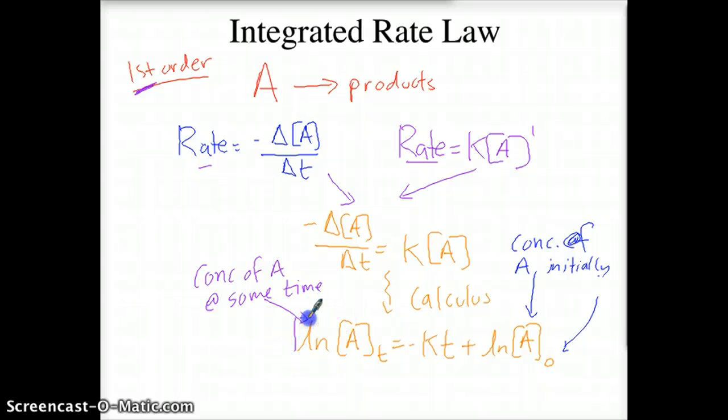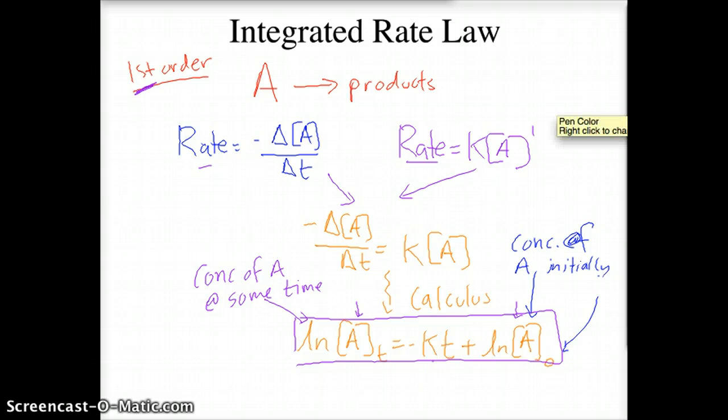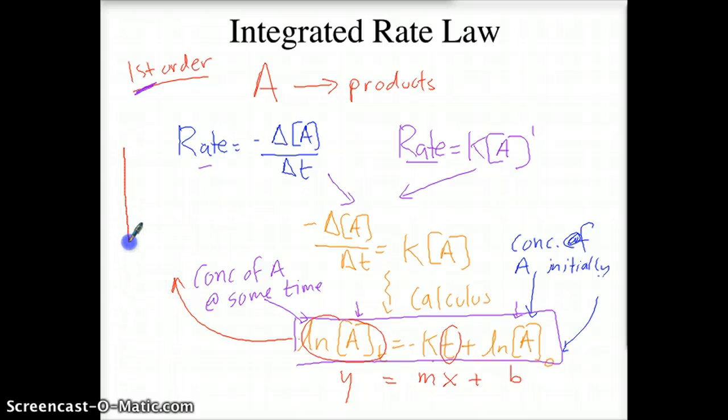But what this does is this gives us an equation now, if we look at the variables, that can relate the concentration of the reactant at any given time to the concentration that we know initially if we know the rate constant. That's pretty powerful. And we can represent this graphically because if we think about this, this is kind of like y equals mx plus b. So therefore, if this is linear, essentially natural log of A sub t becomes our y, and t becomes our x.